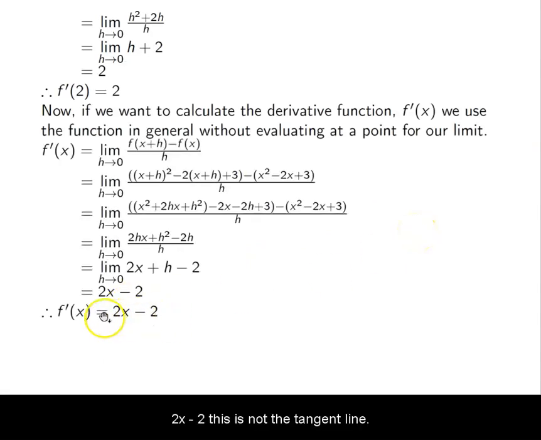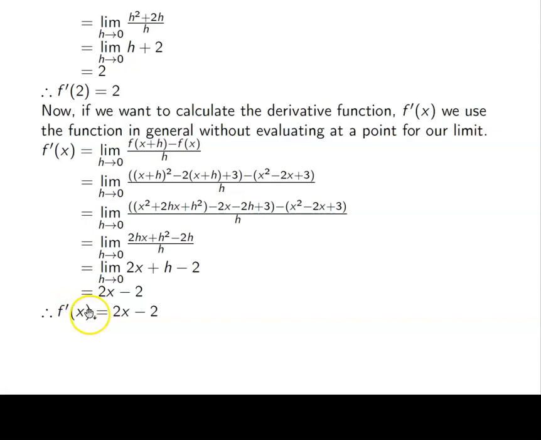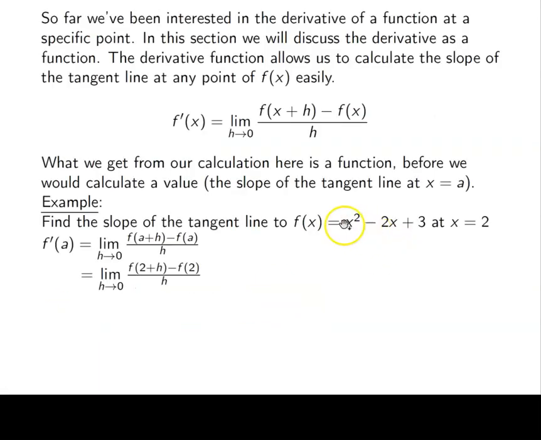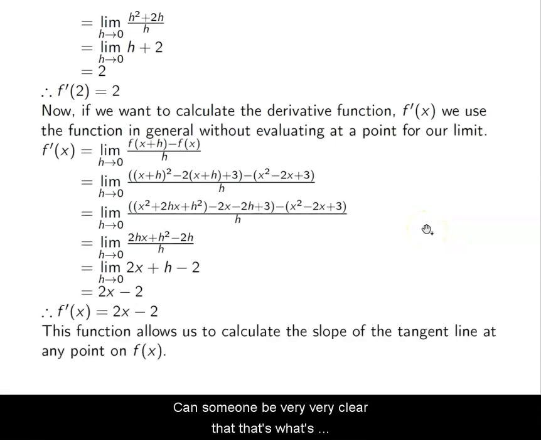2x minus 2. This is not the tangent line, okay? It's just a coincidence. It's not a coincidence, but we did get a line when we took the derivative of that quadratic. This line is not the tangent line. However, this line will tell me what the slope is of the tangent line at any point on this quadratic. Okay, so I want to be very, very clear that that's what's happening.